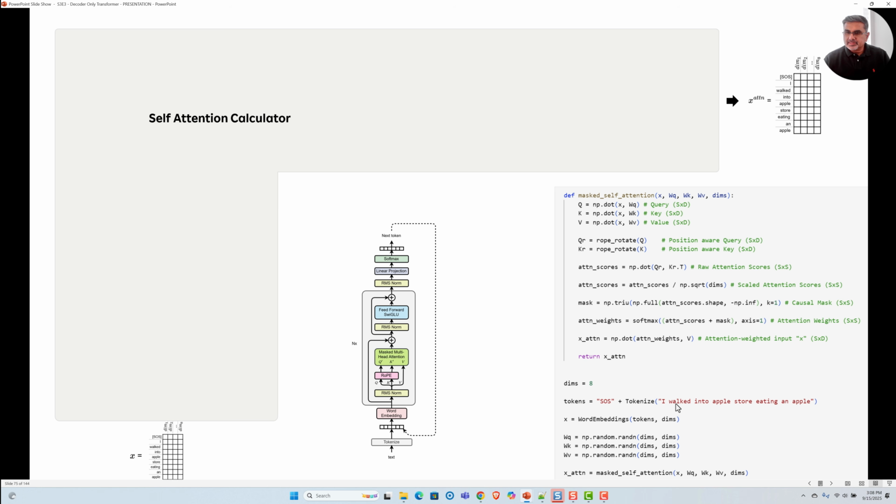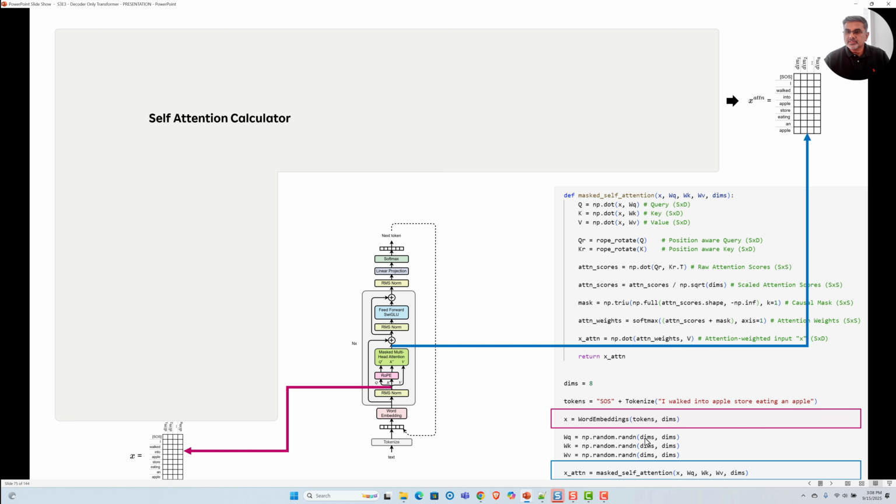So let's say our training sample is, I walked into Apple store eating an apple. I already told you that we add the special start of sequence token to it. So you add that and you convert these tokens into its word embeddings, right? Which is the numeric format of that, which happens here. So this is my word embedding matrix. Now what I want to do is send it through the self-attention calculator here, which is this block that we'll fill up shortly, so that it produces this attention enhanced context aware, same S cross D matrix. So how does this happen?